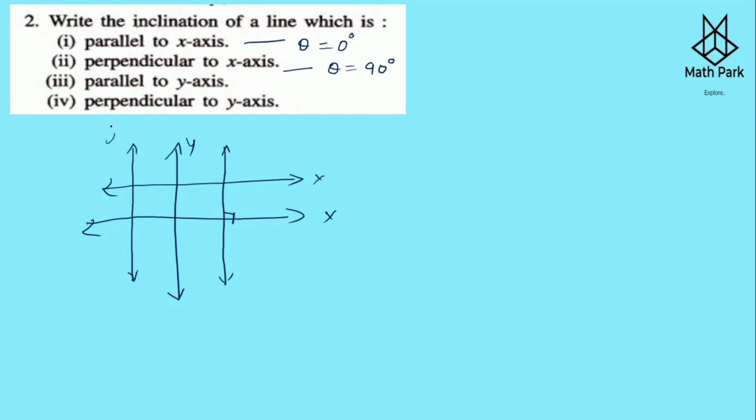Say this line, line L, is parallel to the y-axis. Again, you will have inclination theta equal to 90 degrees.